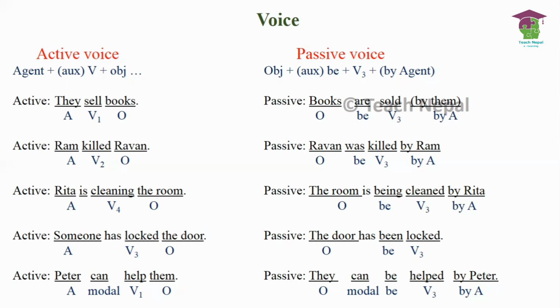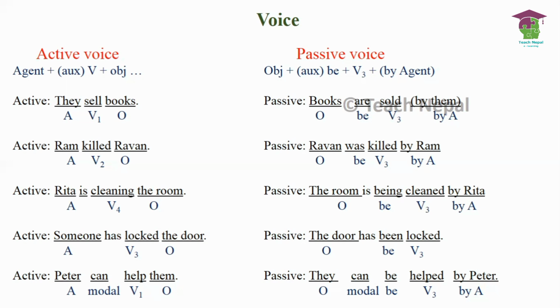Someone has locked the door. So if there is someone, somebody, no one, nobody, this kind of indefinite pronoun or anonymous subject, we don't mention them in the passive sentences, or we don't connect them with the preposition by.